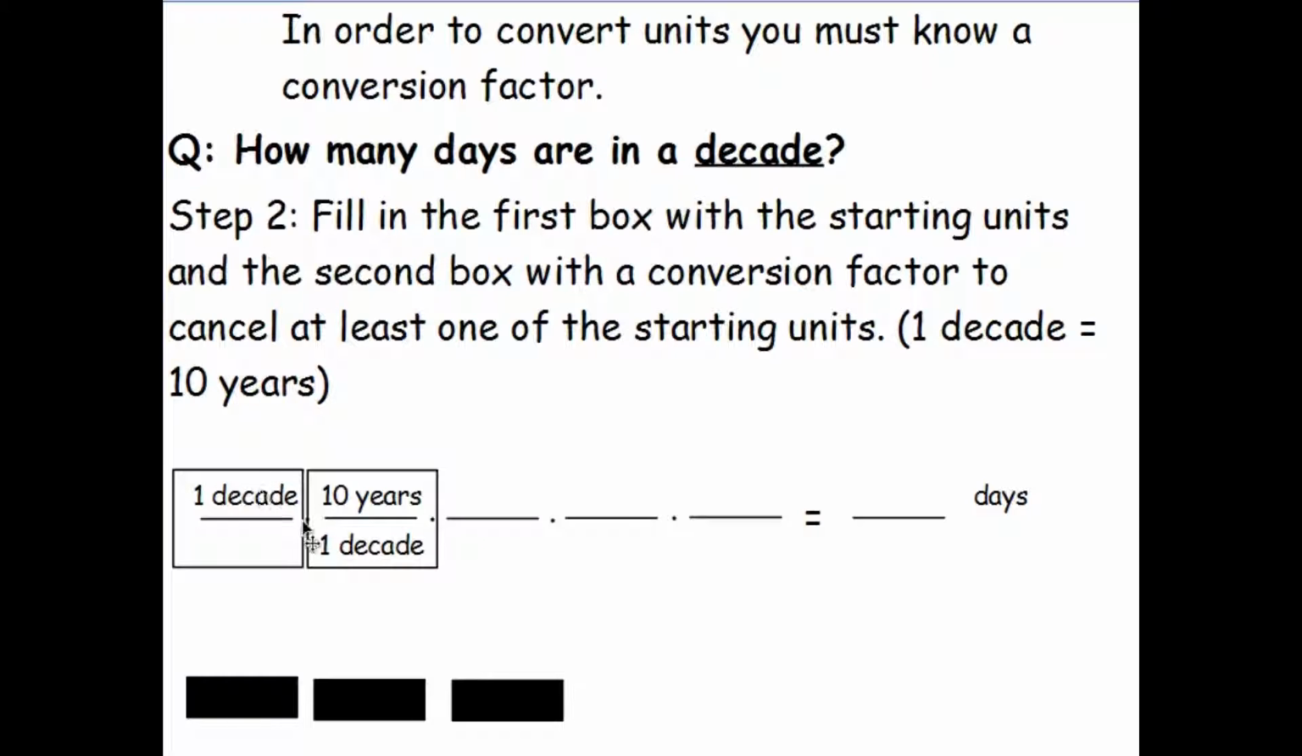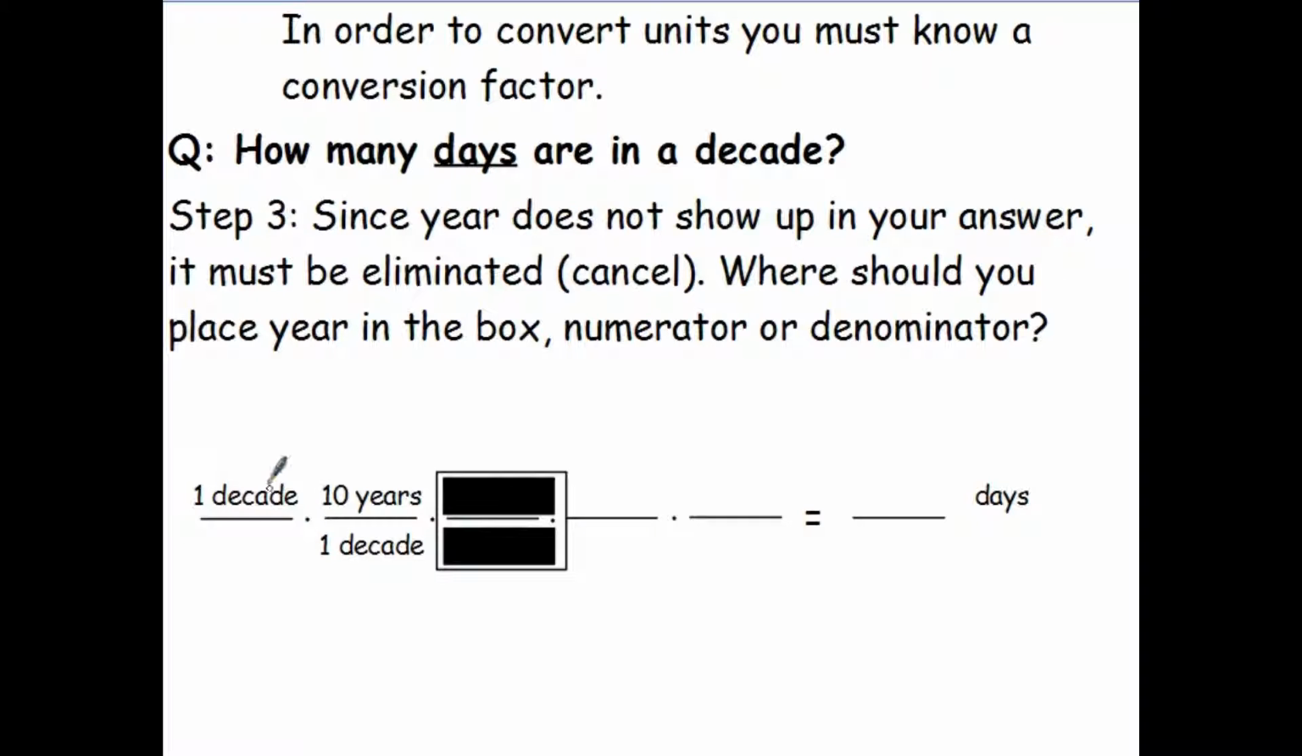So now I've got decades in the numerator, decades in the denominator. They cancel. Problem is I've got years for my answer. I need days. So there must be another step. So here again, we've got our decades that canceled. Now I've got years. I need to get to days. So I need another conversion factor.